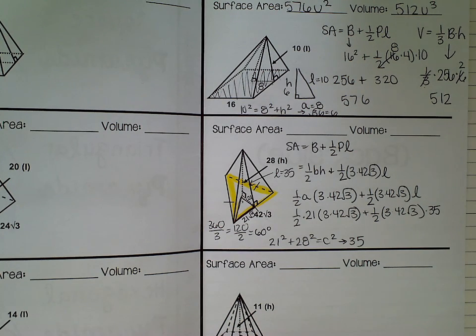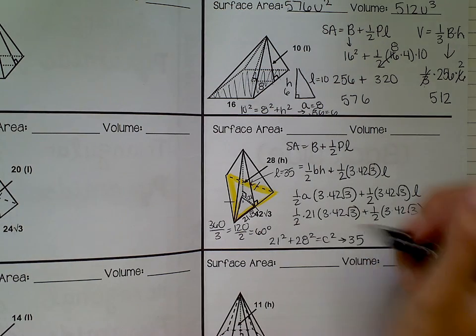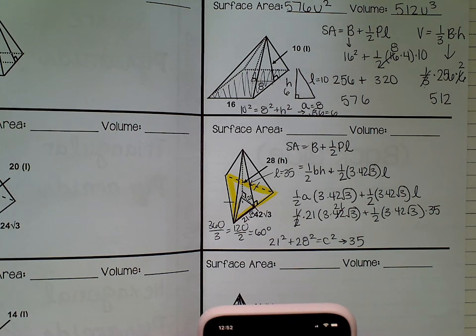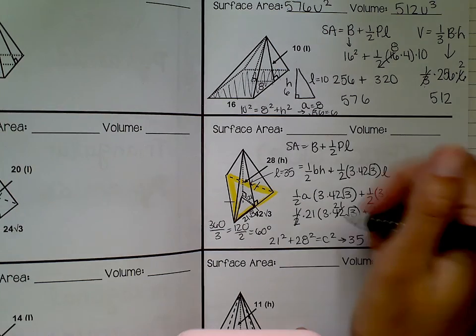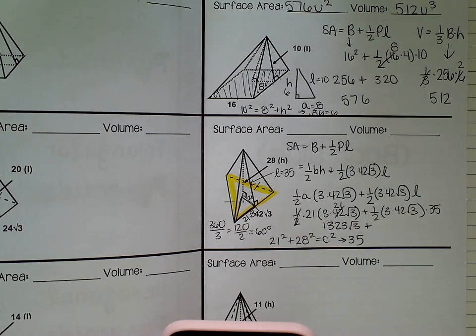Then we just got lots of numbers to multiply now. So I can take half up here of whatever I want. I'm going to take half of the 42 for 21. So then I got 21 times 21 times 3. So 1323 root 3 for that front number.